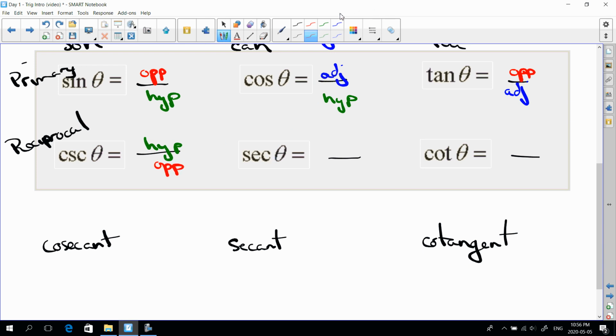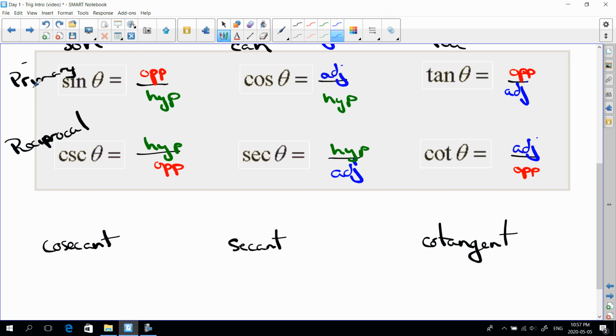Secant is the reciprocal of cosine. So adjacent over hypotenuse becomes hypotenuse over adjacent. And cotangent is the reciprocal of tangent. So adjacent over opposite would be your cotangent. These are the six primary trig ratios. Sorry, the six trigonometric ratios. The three primary versus the three reciprocal.